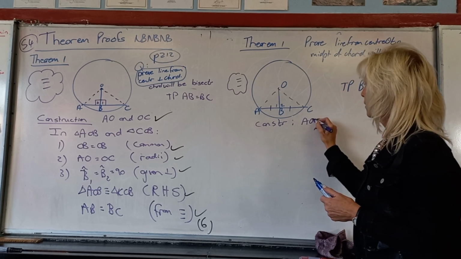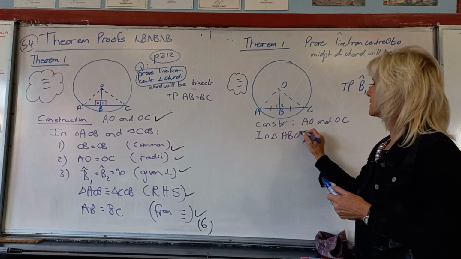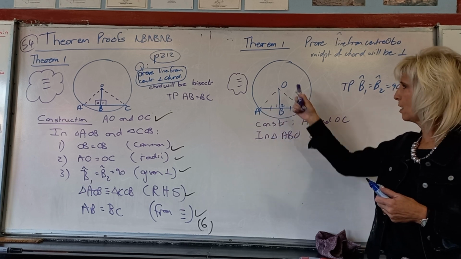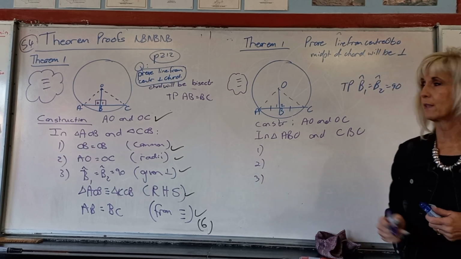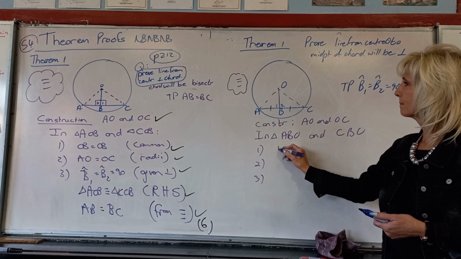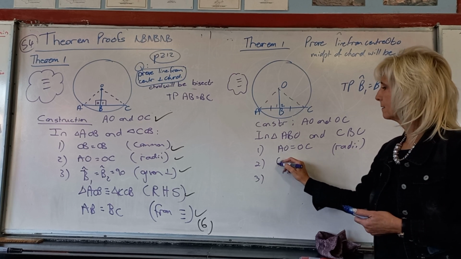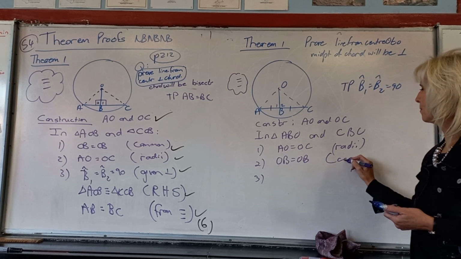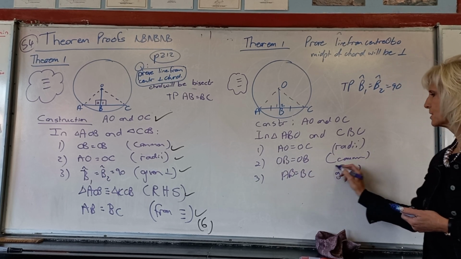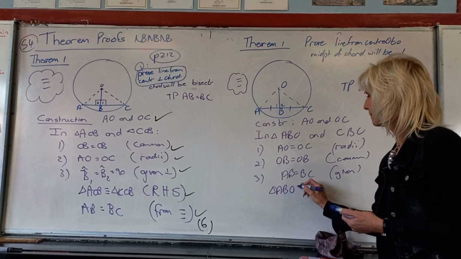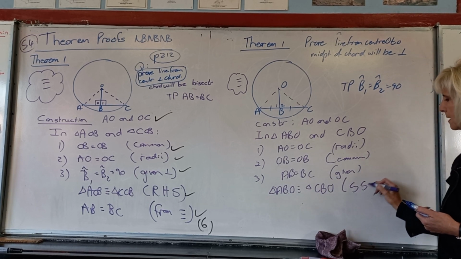Construction, AO and OC. And you're again going to say in triangle ABO, let me mix it up, and then CBO. I'm going to have 3 things equal to each other. Tell me. AO and OC are radii. And OB is common. And AB is equal to BC because it's given. So my reason for the triangles being congruent would be side, side, side.